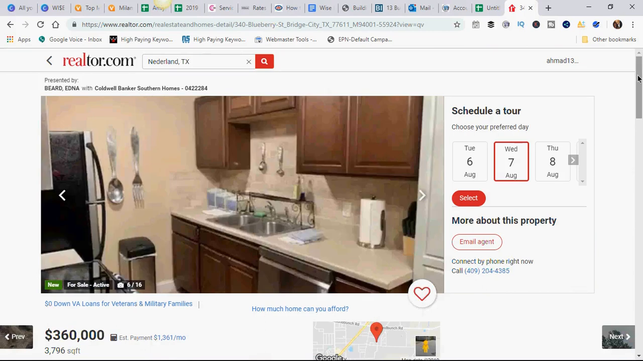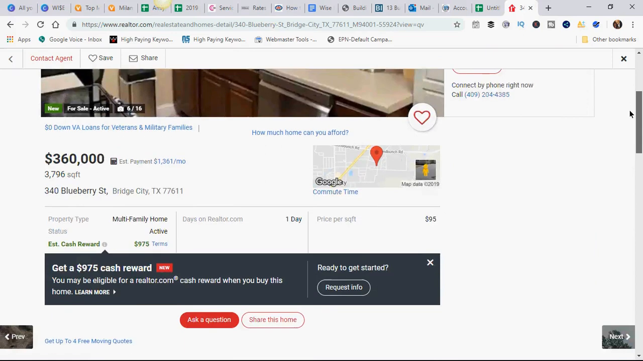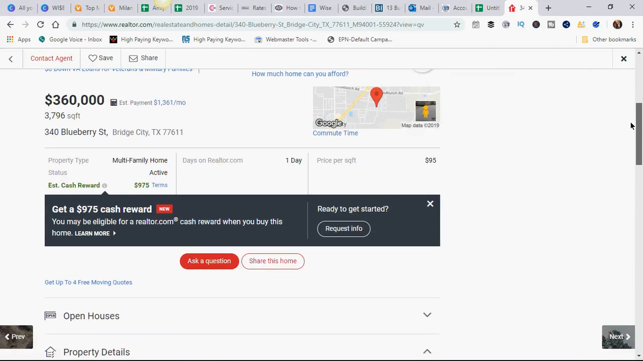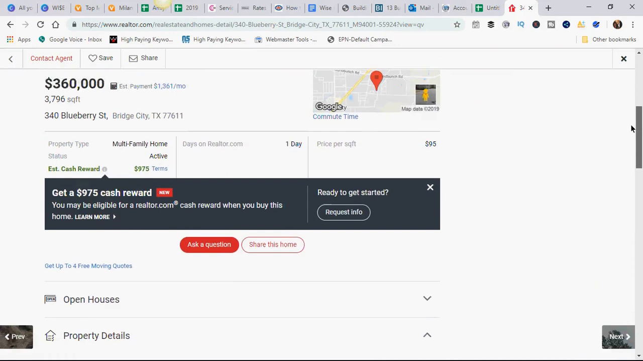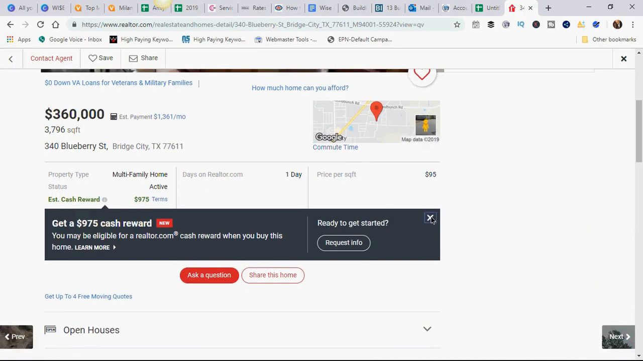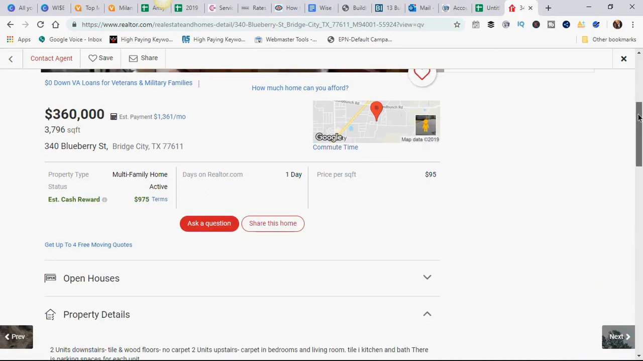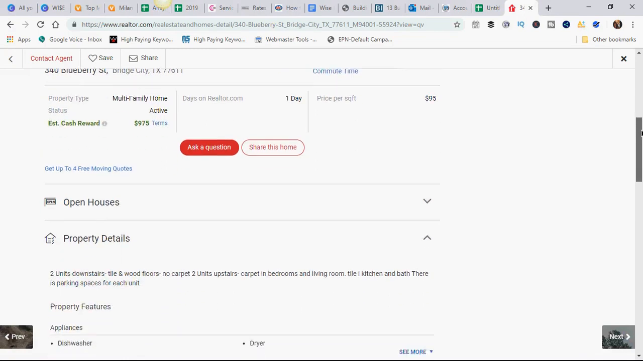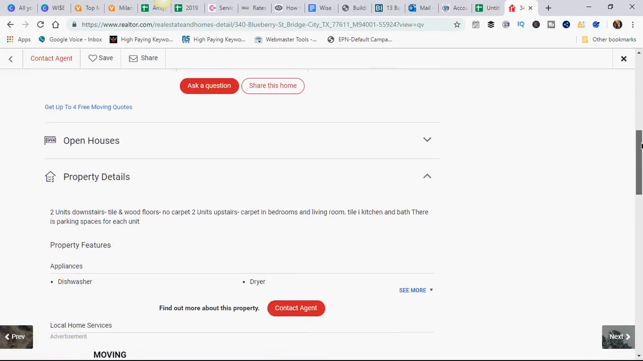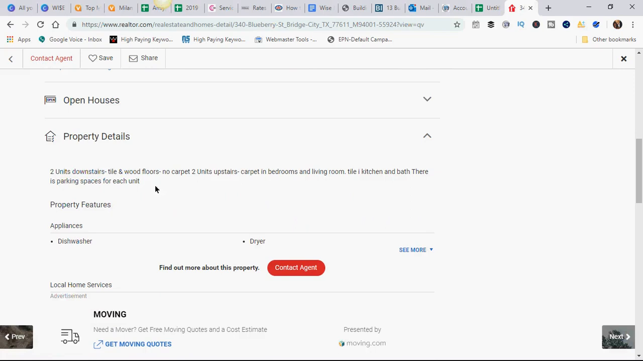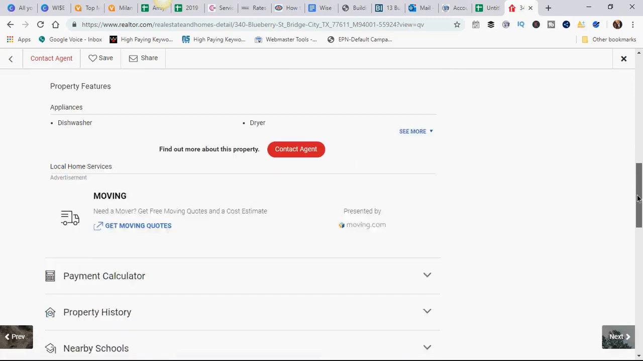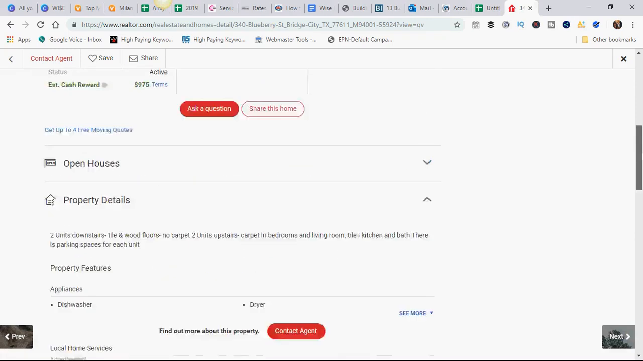I mean, are they selling a part of that, or are they selling the entire property? No, it's the whole thing, son. That's what I'm telling you. That is cheap for the whole thing. The only thing is how long it's gonna take you to make that back. The two units downstairs, tile and wood floors, no carpet. 2 units upstairs. So you got 4 units in this. Definitely have to check to see if it's flooded in that area.